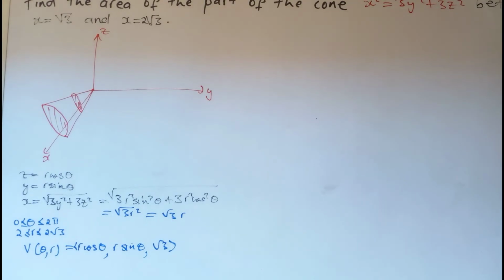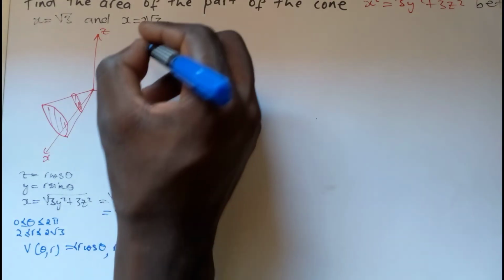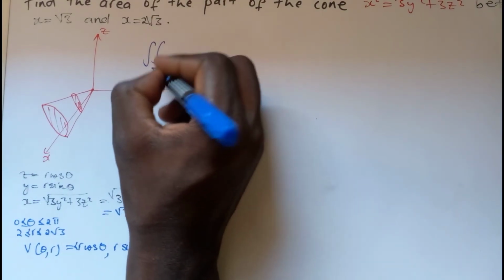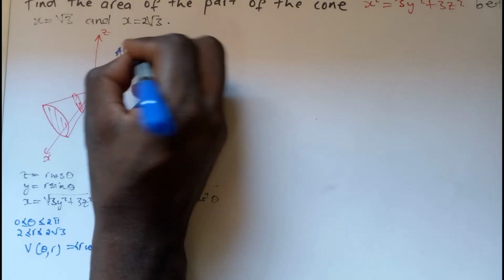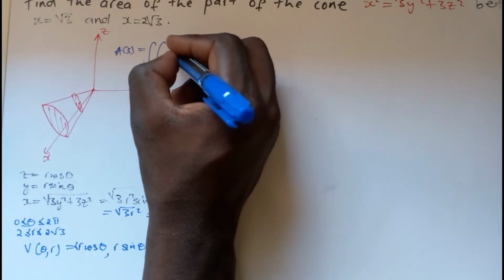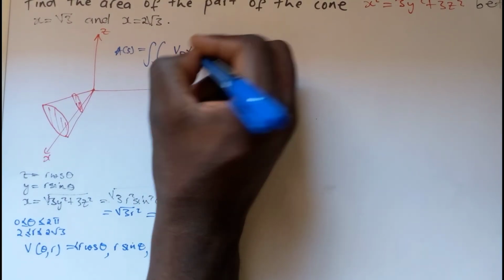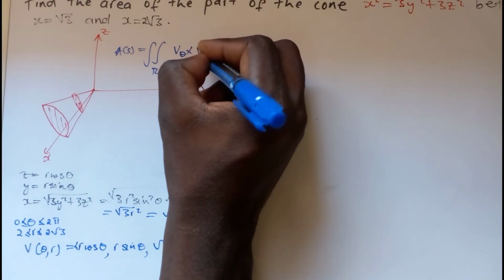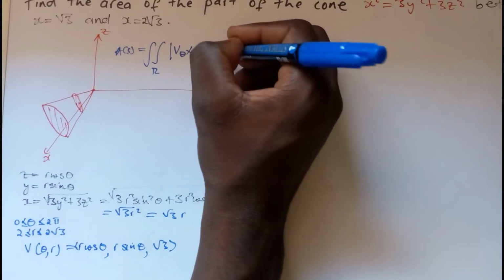Okay, after this, what we need to do is simple, because we want a formula. This is the formula we're going to use for areas of surfaces in space with the parametric equation. So you're going to have the cross product of v theta and v r. So this is going to be the magnitude.